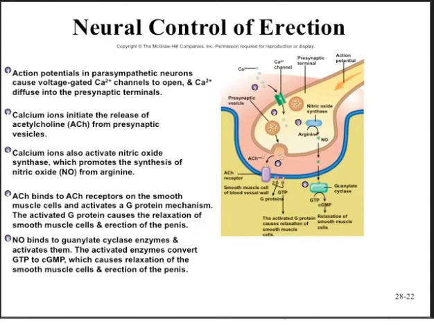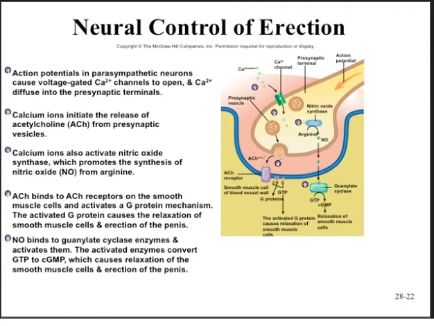What you're looking at here are the chemical changes that result eventually in erection. So if we start at the top of the flow chart here, what we'll notice is that action potentials in the parasympathetic neurons cause voltage-gated calcium channels to pop open. Calcium diffuses into the presynaptic terminals, and this initiates acetylcholine release from presynaptic vesicles. Calcium ions also activate nitric oxide synthase, which promotes nitric oxide synthesis from the amino acid arginine.